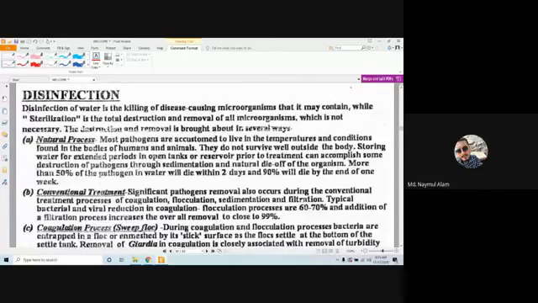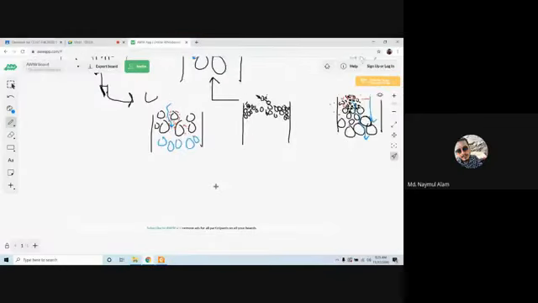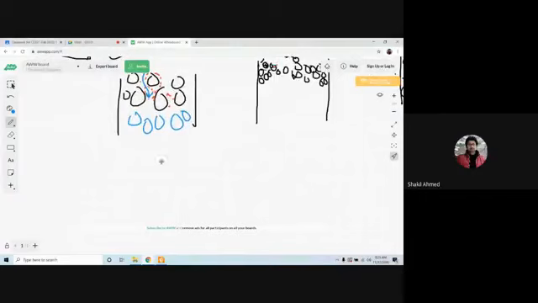Now disinfection. As I told you, what is disinfection? Disinfection is killing pathogens. That's it. Disinfection is killing the pathogens.